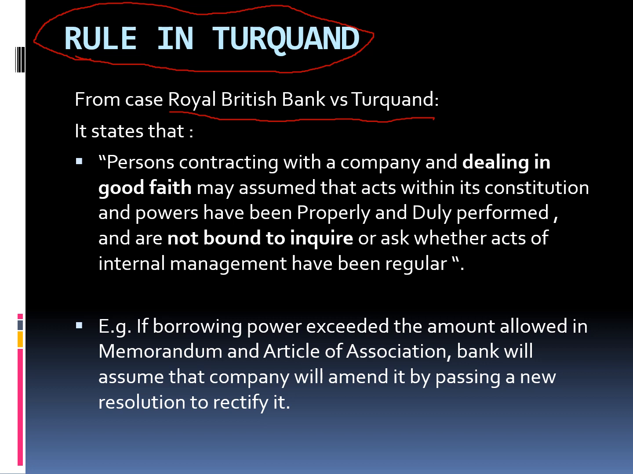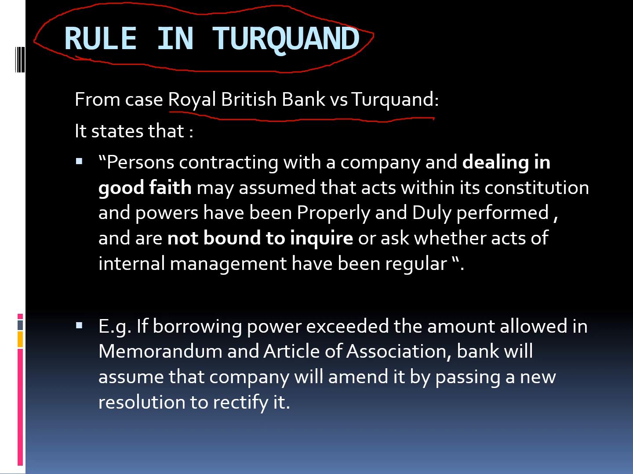Okay. To make it short, okay, saya bagi macam mana kalau soalan tanya meaning of Turquand's rule, you boleh jawab yang bawah ni saja. Okay. If borrowing power exceeded the amount allowed in the memorandum and article of association, bank will assume that company will amend it by passing a new resolution to rectify it. Okay, katalah bila application of borrowing tadi sampai kat bank, okay, bank tahu, ini ultra-vires borrowing ni sepatutnya kalau ikutkan pinjaman yang dibenarkan ialah 1 million. Tapi sekarang dah jadi 2 million. Tetapi bank tidak akan mempersoalkan application tu.